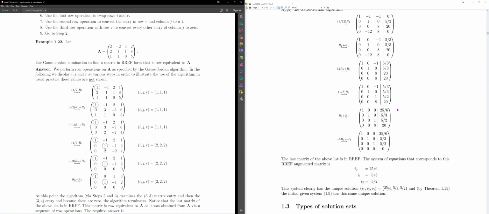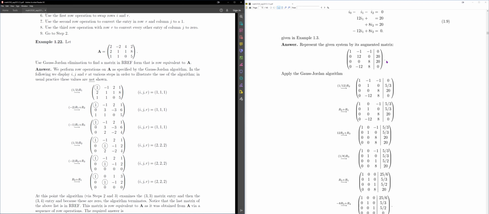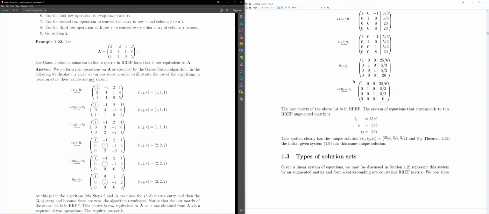Okay, so this augmented matrix has this as a system, right? Now, this augmented matrix here, what you can do is form the corresponding system. When you form the corresponding system, you're going to have i0 plus 0i1 plus 0i2 equal to this constant. So all you get is i0 is equal to 2516.